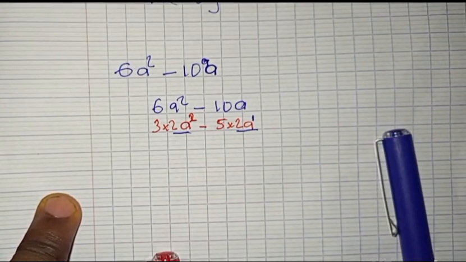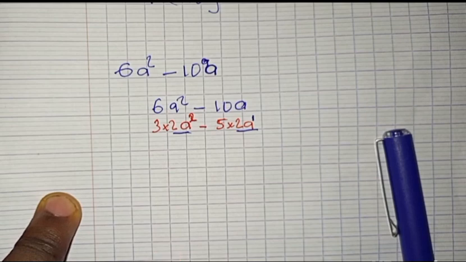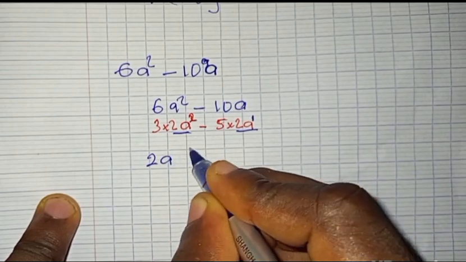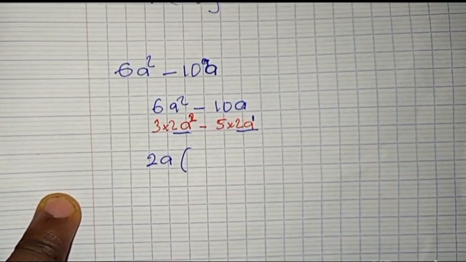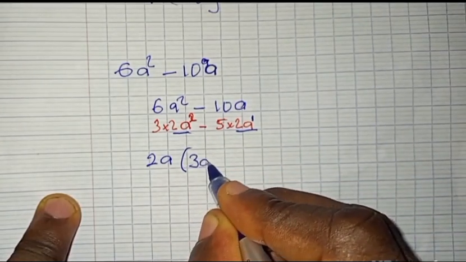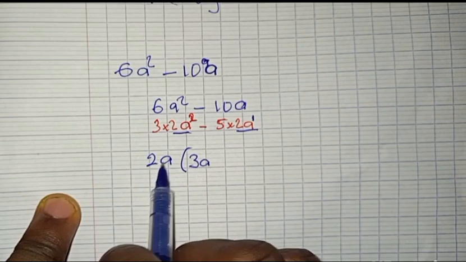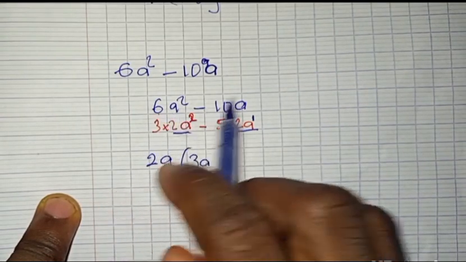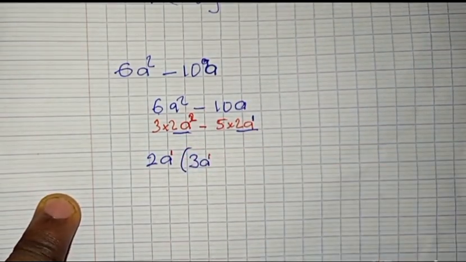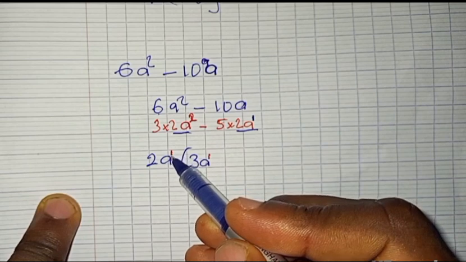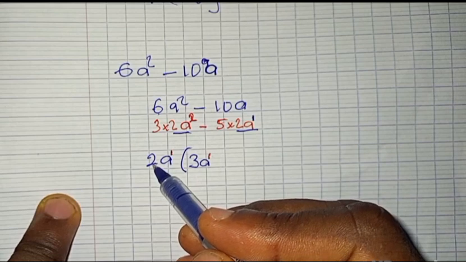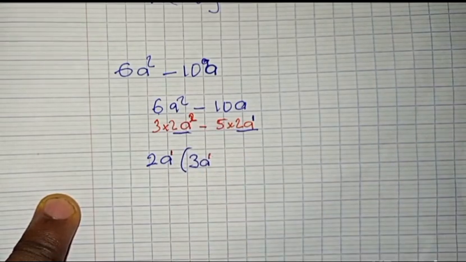So if I have to factorize this expression, I will put the 2a outside the bracket that I am going to create. If I take 2a from this, I'm left with 3a, because if I multiply 2a by 3a, I'm going to get 6a squared. Because I have power 1 and power 1, when I multiply a by a, I'm going to get a to the power 1 plus 1. That is, 2a times 3a will give me 6a squared.